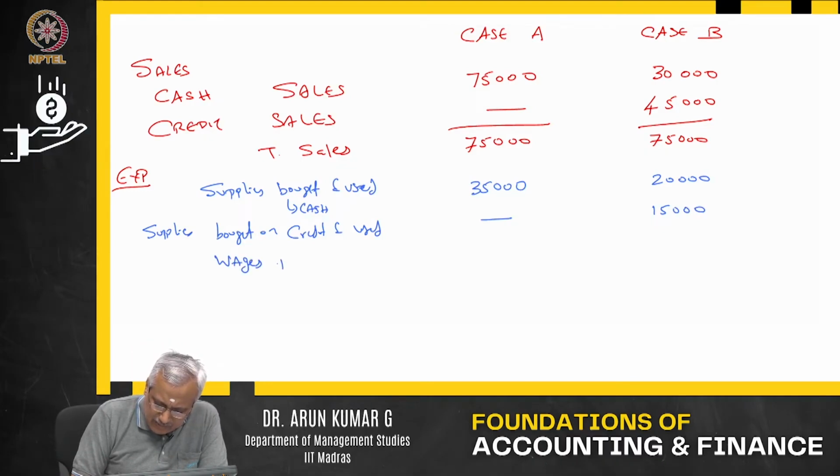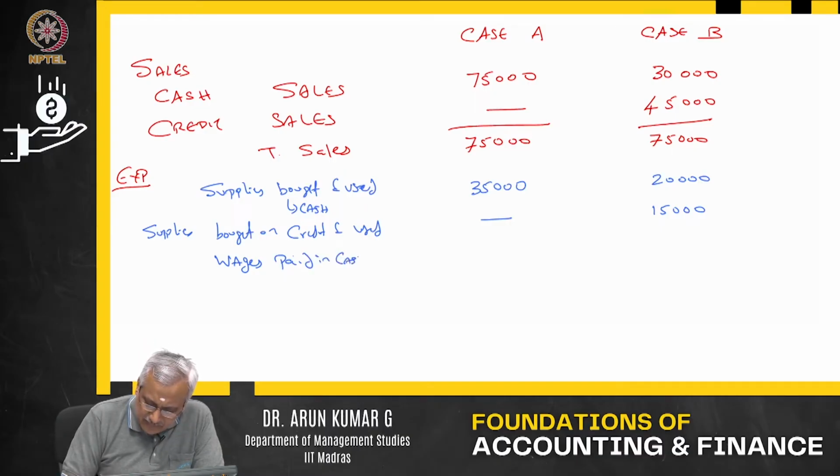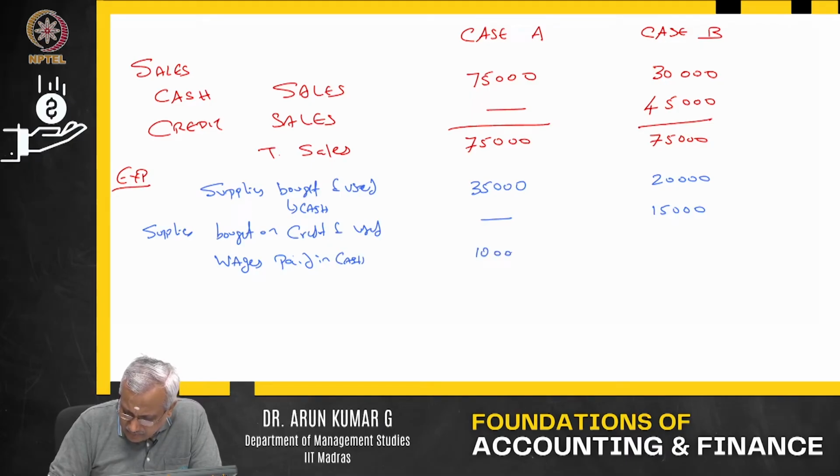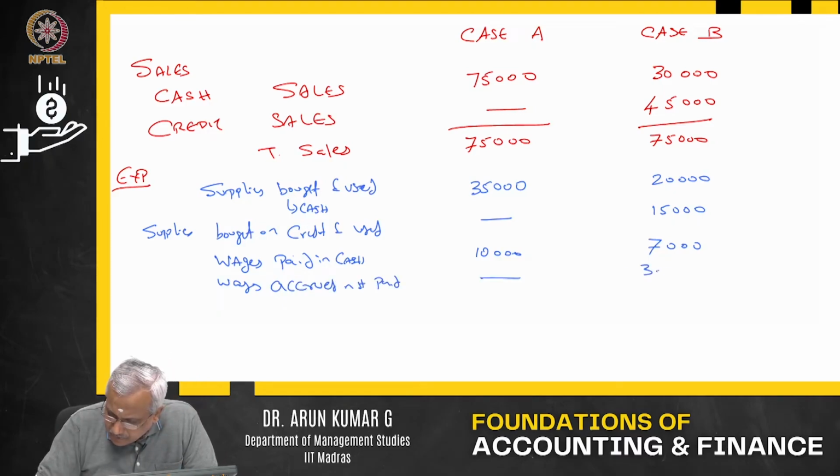Wages paid in cash, 10,000, in this case 5,000, sorry, in this case I will make it 7,000. Wages accrued, not paid, 0, 3,000.